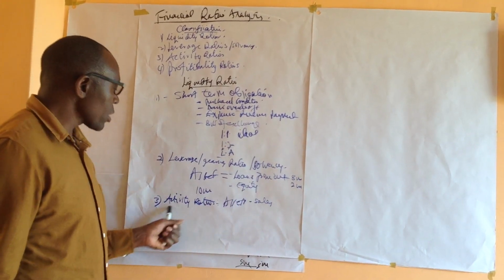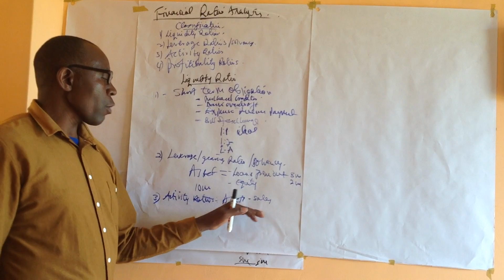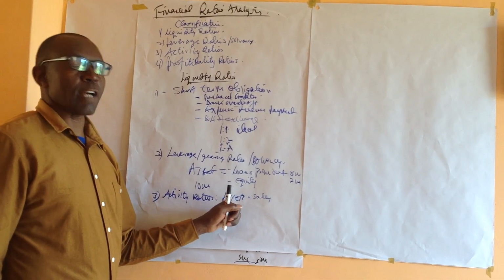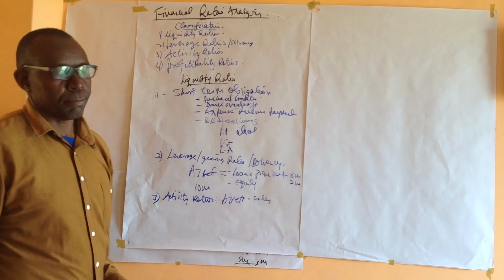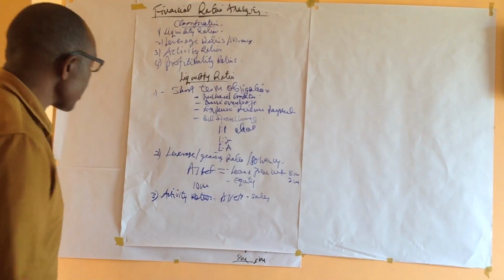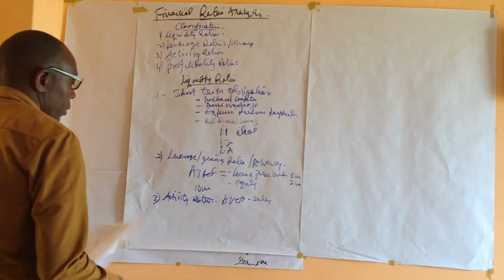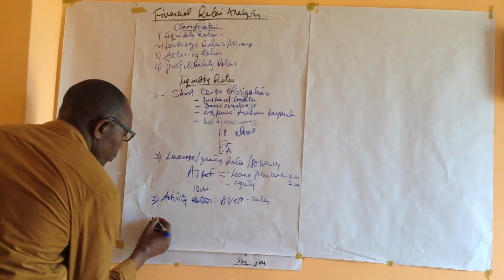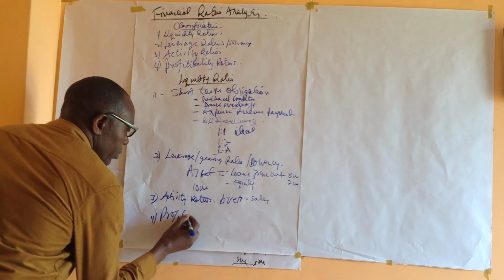And therefore, activity ratios measure how we are utilizing the resources that you have in the business to generate sales and income. So that's what we call the activity ratios. And the last we have is the profitability ratios.